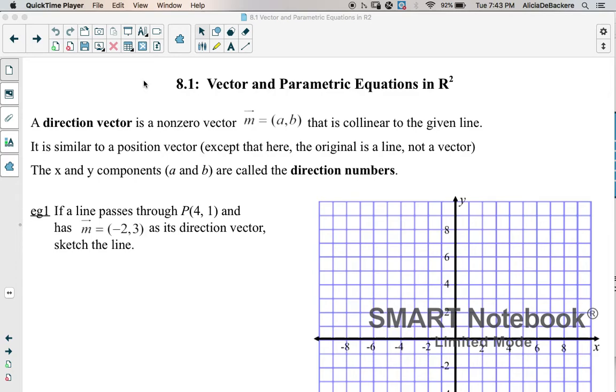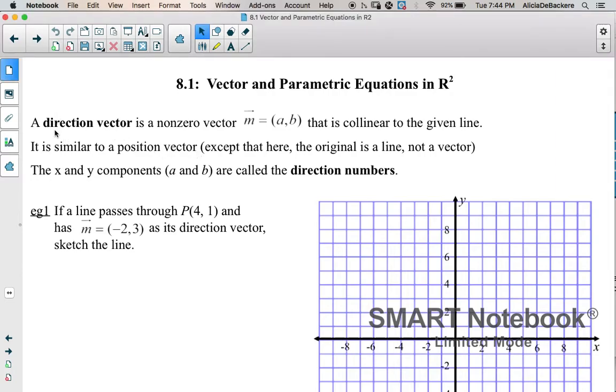Okay, welcome to lesson 8.1. We're looking at the vector and parametric equations of lines in two space. This is our first lesson on lines. The next two lessons will be on the equations of lines in three space, and then the last lesson, there's only 4 lessons for this chapter, the last lesson will be all the different equations for planes.